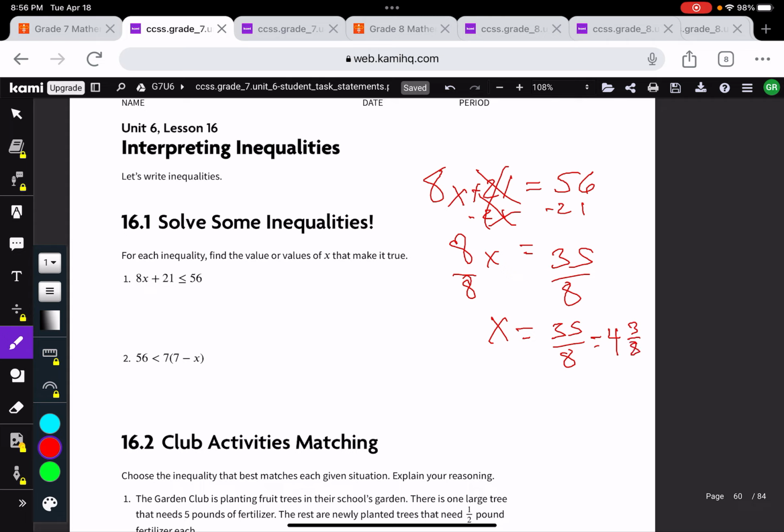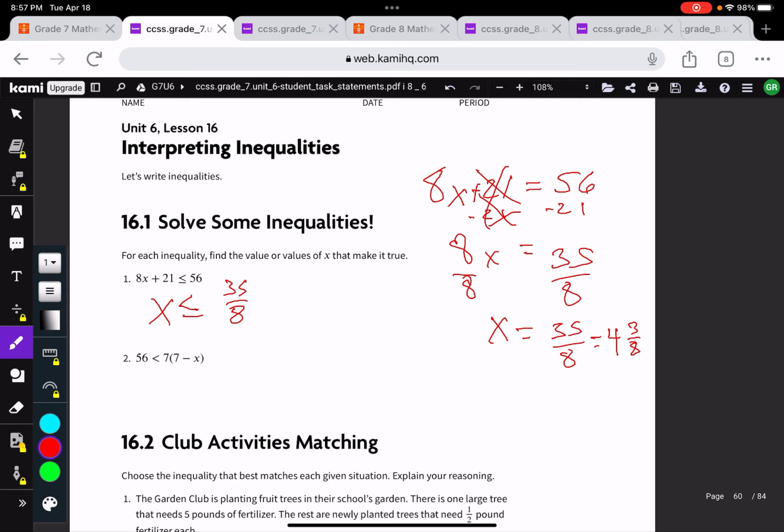But I'm not done, because I said pretend it's x equals, but technically x is less than or equal to 35 eighths, or 4 3/8. If I plugged 4 3/8 in there, 8 times 4 3/8 plus the 21, anything less than that, what if I plugged in 3? 3 is less than 4 3/8. 8 times 3 is 24. 24 plus 21 is 45. Guess what? That's less than 56. So that works. Anything less than that, and we get our answer.